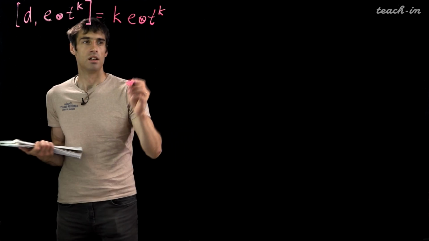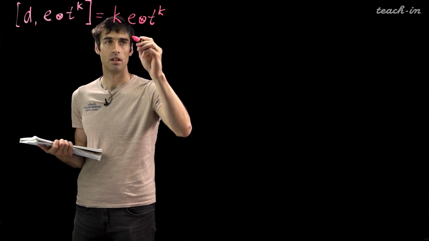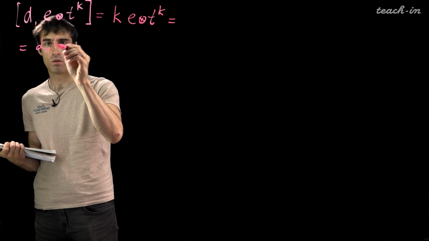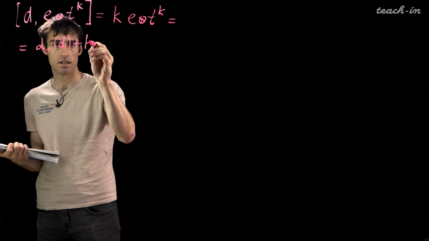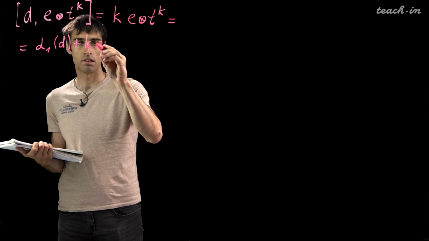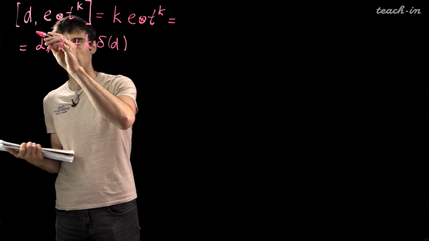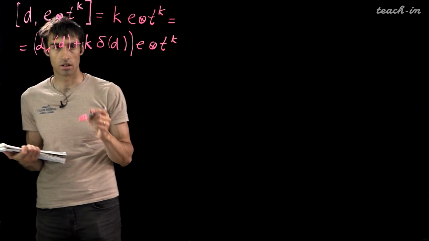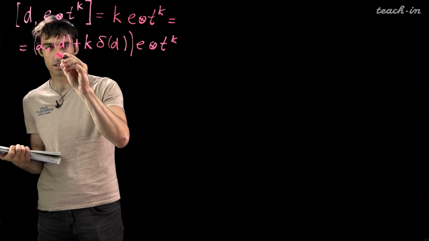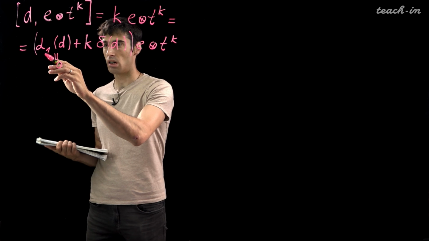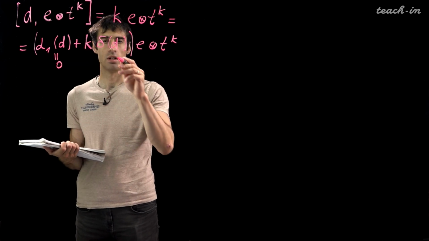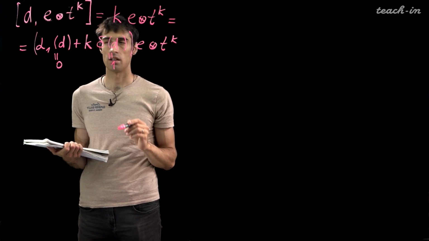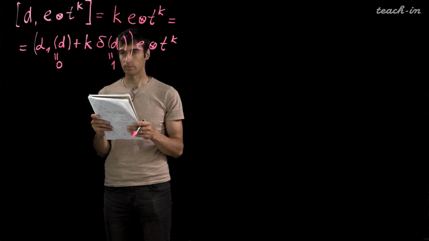On the other hand, I would like to see that this k is exactly alpha 1 of D plus k delta of D, right? E tensor t^k. And this is true because this thing is 0. This is how alpha 1 acts on D, as we saw earlier. Delta of D is 1. So we have k times 1. This is exactly this k. And so this is how it works.